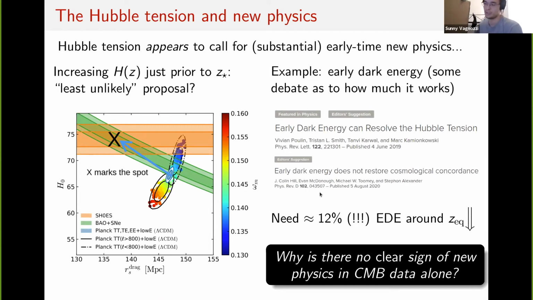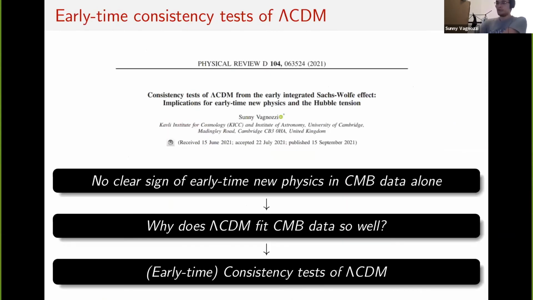We are doing precision cosmology. The question is, why is there no clear sign of this funny new physics if I take the CMB data alone? Certainly, if there's so much new physics, you would expect to see it, right? And we don't, not in Planck. Maybe there are signatures of it in ACT, but I don't believe this, to be honest. So from my point of view, this motivates doing an early time consistency test of lambda CDM to understand why lambda CDM fits the CMB data extremely well. And this was something I published in a recent paper in PRD.